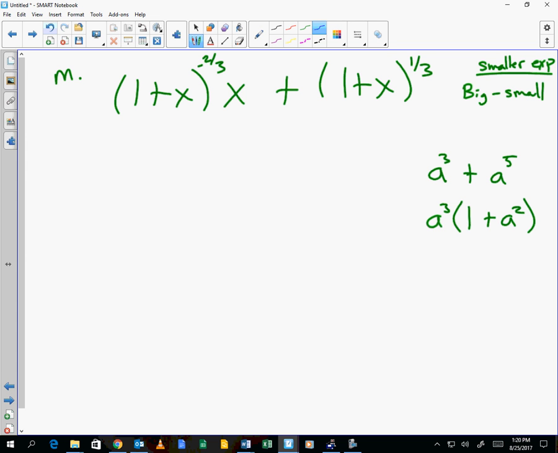What is the smaller exponent? Negative 2/3. Because we define smaller in mathematics, in this situation, we're not talking about absolute values. Further to left on the number line. So if we had a number line, which one's further to the left? 1/3 or negative 2/3? It's negative 2/3. So that's less than the other one. So I'm going to take out a 1 plus x to the negative 2/3. That's what I'm going to take out because it's the smaller.